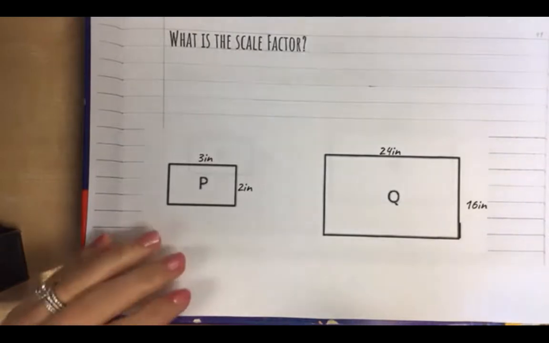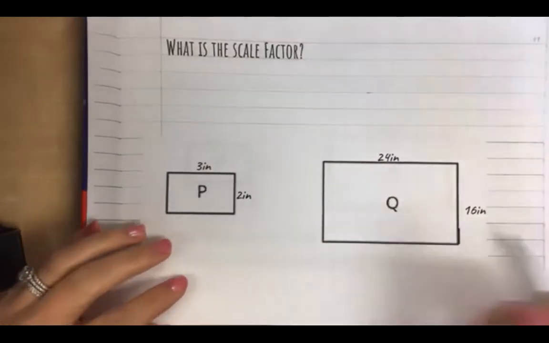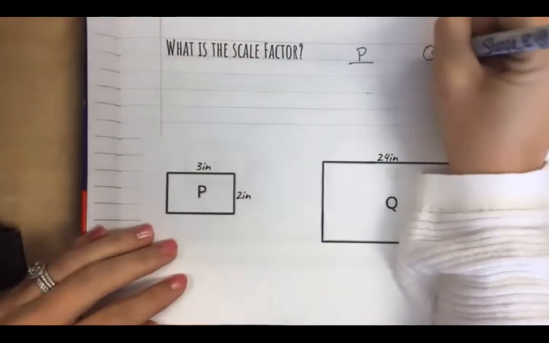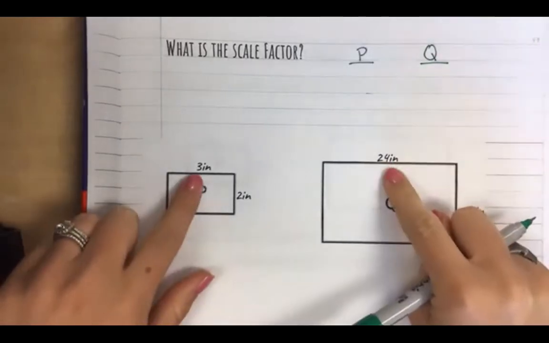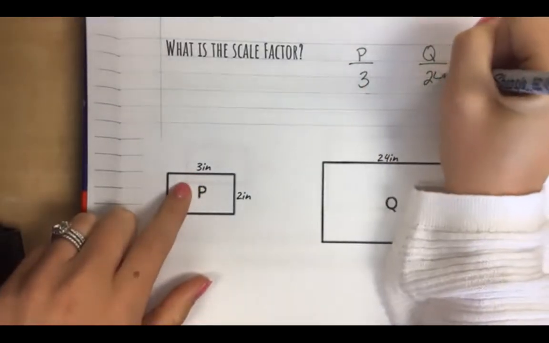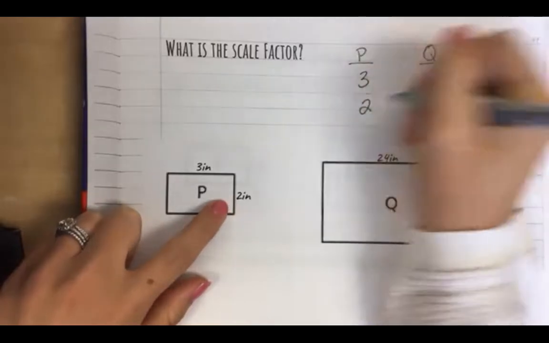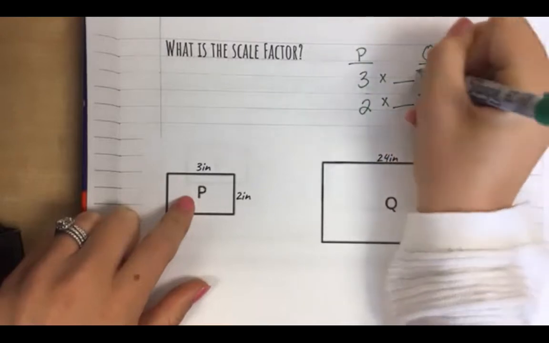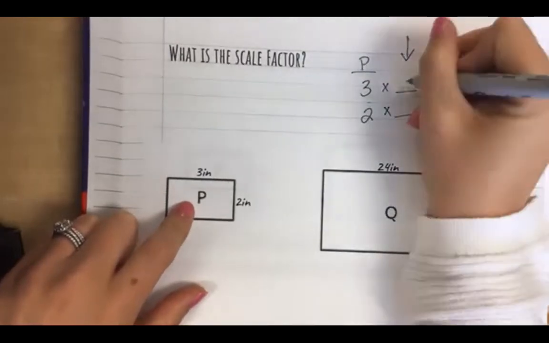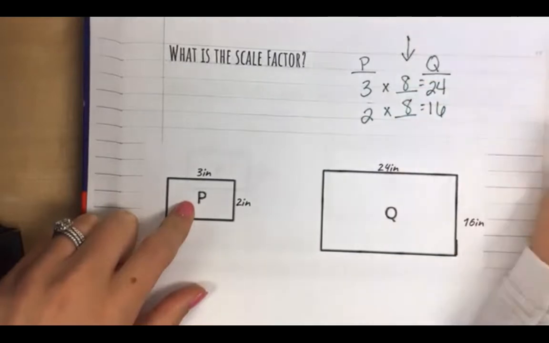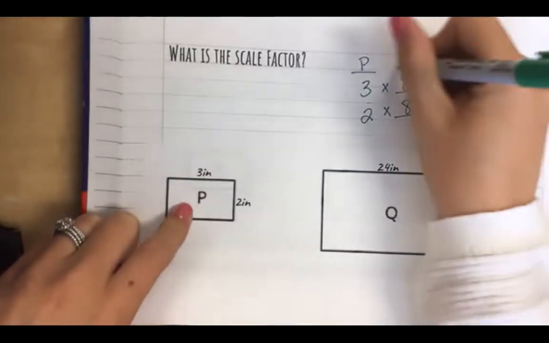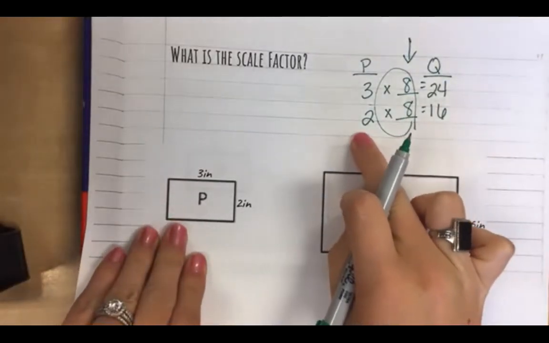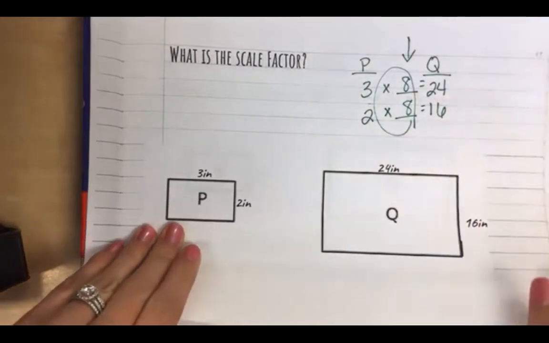So we have this question, and it's what is the scale factor? Now we've done this before, but let's just go through this. Yesterday we talked about making sure that we set it up like a table. So I've got P and I've got Q, corresponding parts 3 and 24, corresponding parts 2 and 16. And we know that we're going to multiply by the same number if they're scaled copies. And we know 3 times 8 is 24 and 2 times 8 is 16. So this number is our scale factor, okay? And these are our dimensions on each of our rectangles here, okay?